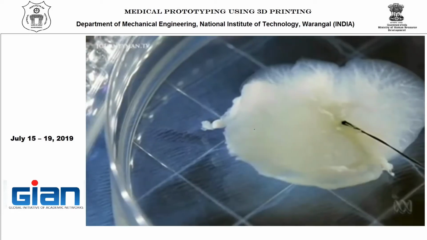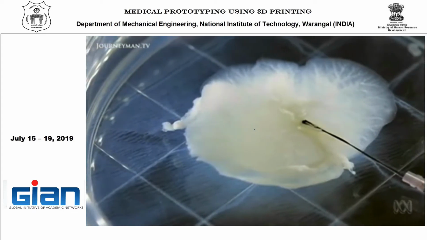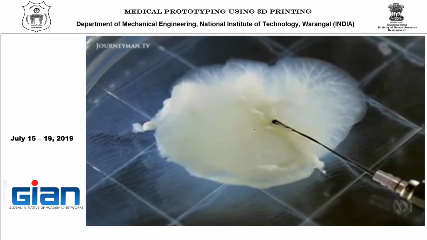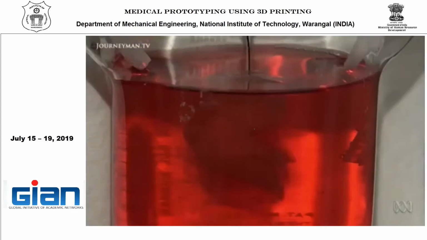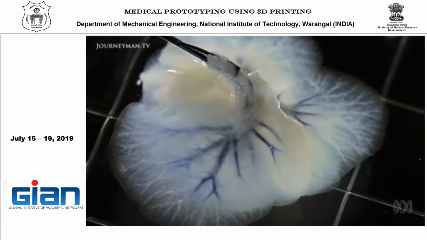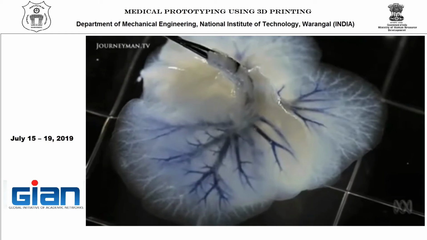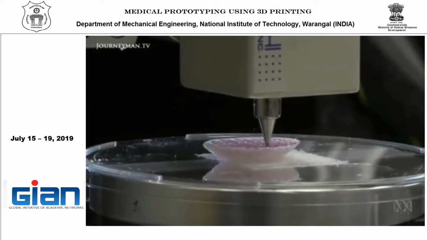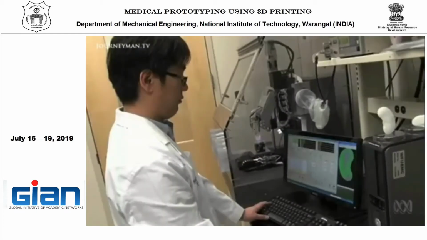But the organs most in demand are kidneys and livers. And Anthony's team recently had a breakthrough. They developed miniature livers that functioned like human ones, in the lab at least. But artificial liver and kidney transplants are some way off because they're so complicated.